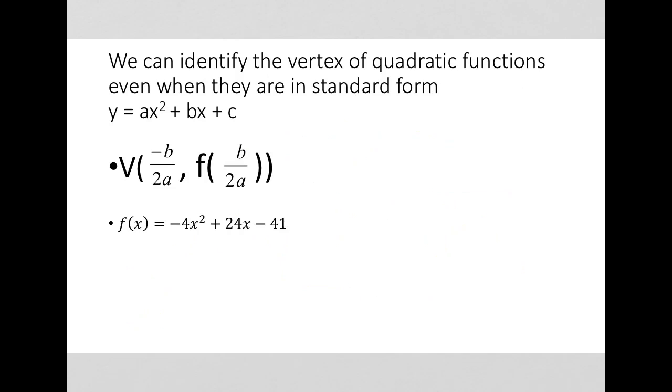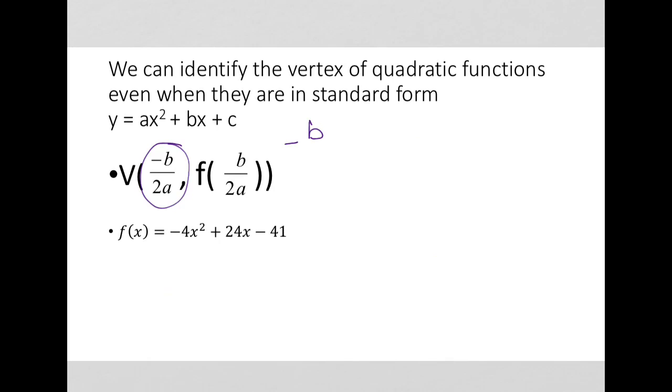But check this out. We can also identify the vertex of the quadratic function even if we don't want to really do much work. We can use this nifty expression, negative b over 2a, because negative b over 2a is equivalent to your h value. That is the x-coordinate of your vertex. And remember, we're talking about a, b, and c just like with the quadratic formula. So substitute into negative b over 2a to find your h value.